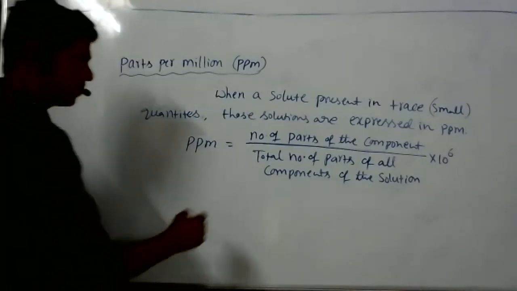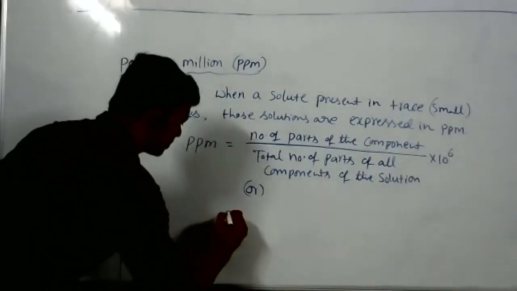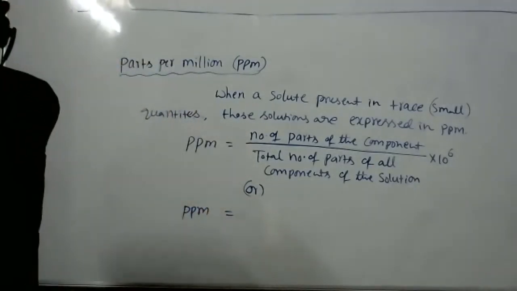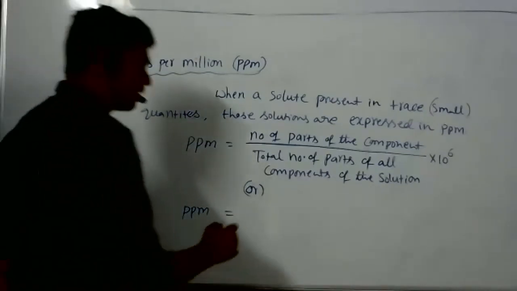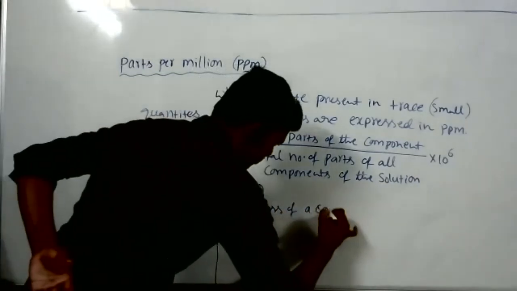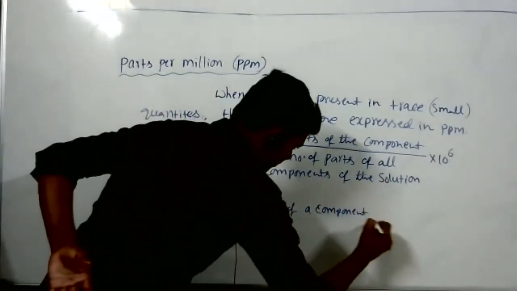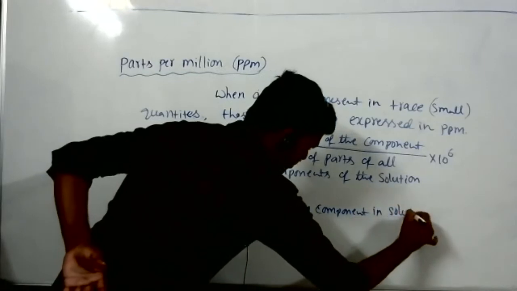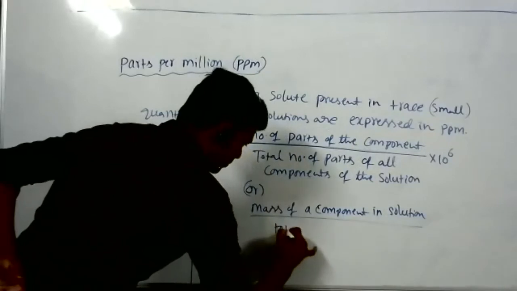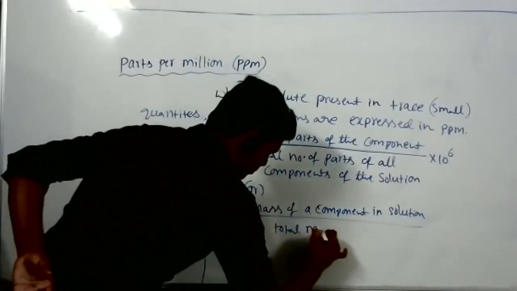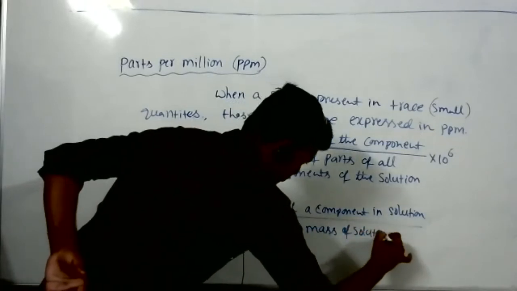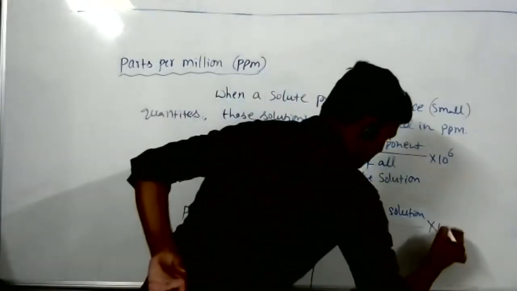So another formula for ppm is the mass of a component in solution divided by the total mass of solution, into 10 power 6.